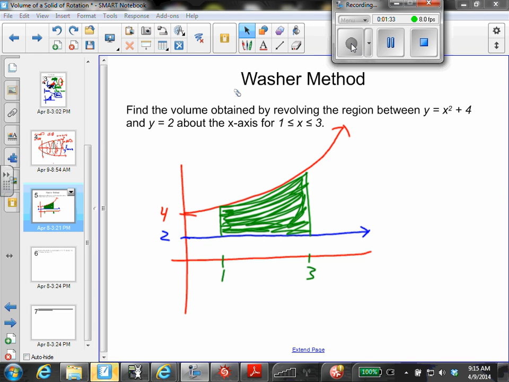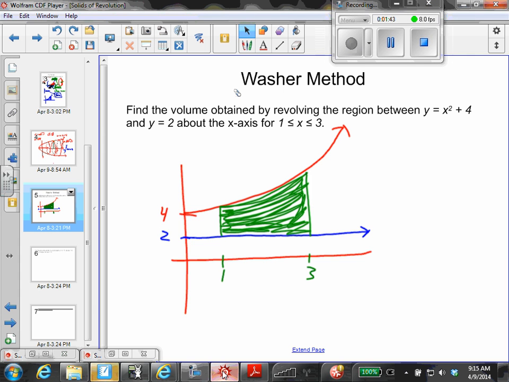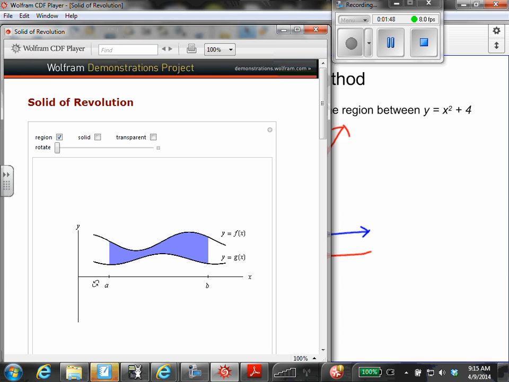And so I'm going to use a Wolfram demonstration just to get the idea of what this thing is going to look like, and then I'll draw it. Now this is not the exact same thing as this problem, but it'll be pretty close. We have the area between two curves, and we're going to rotate it. So this is the idea. We're going to swing it around the x-axis.